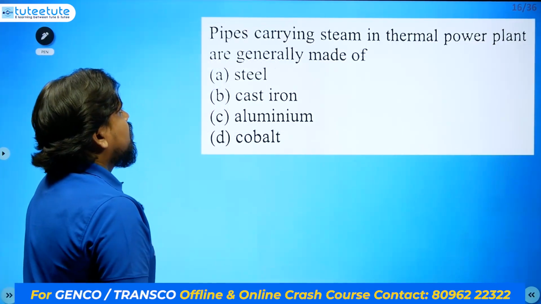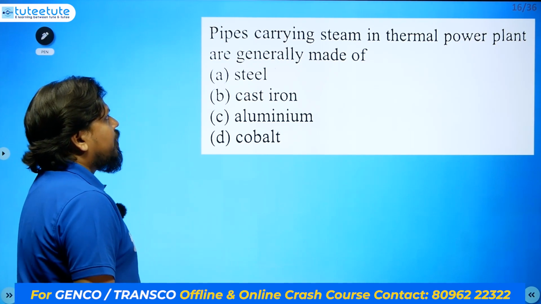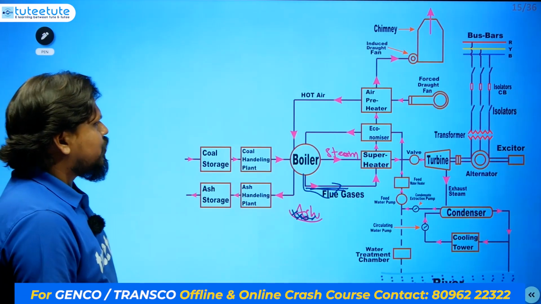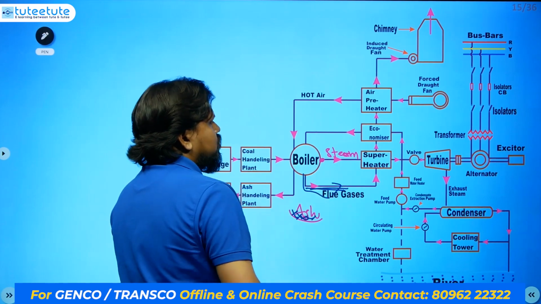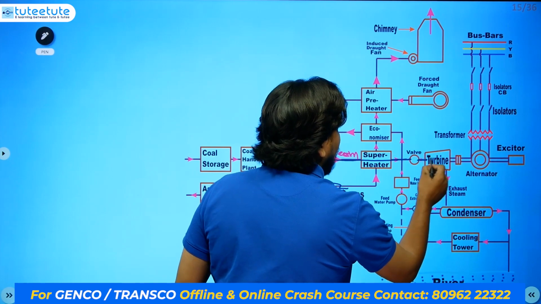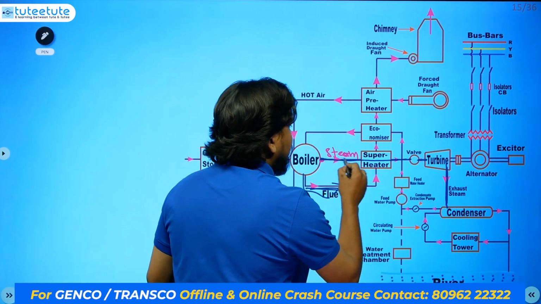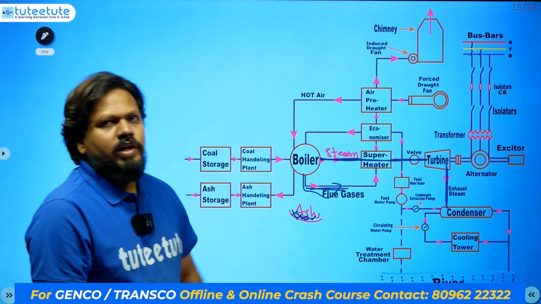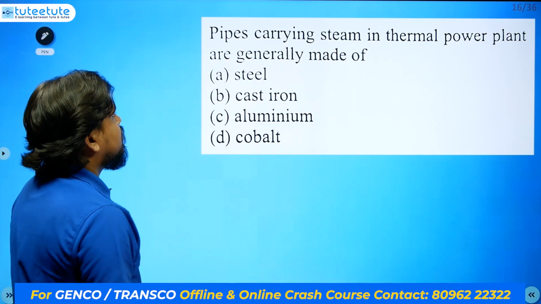Next question, pipes carrying steam in a thermal power plant are generally made of, okay. Which pipes are carrying the steam? After the boiler, from this point, through the superheater, some pipes are going like this. These are having the steam, this is also having the exhaust steam. This is nothing but high pressure and high temperature steam going up to the turbine. So these pipes they are asking about, which material they are using.